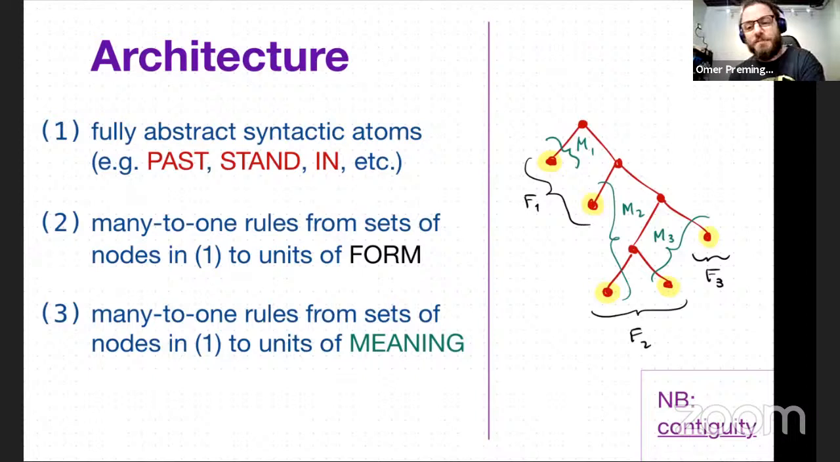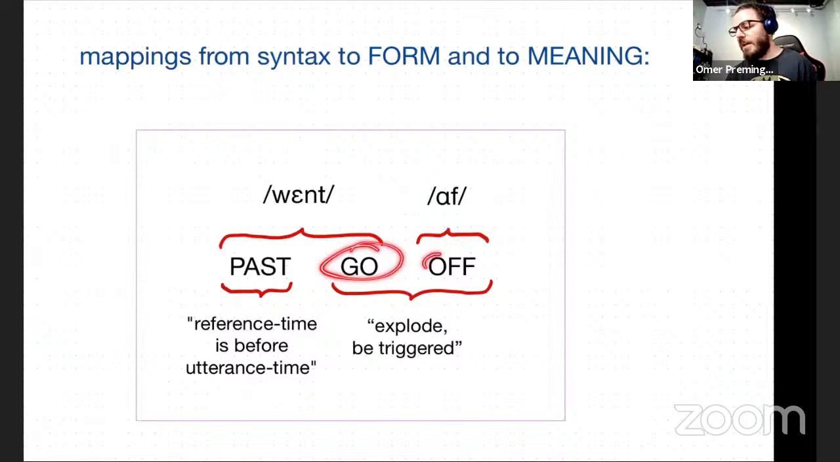There are many-to-one rules that would map these multiple syntactic terminals into units of form, and entirely separate from that, there's a separate list of rules that map from syntactic terminals to units of meaning. The fact that these are separate is what allows expressions like this: the meaning rule that maps from these two onto a meaning doesn't mean that, over on the form side, the rules will group terminals in the same way.